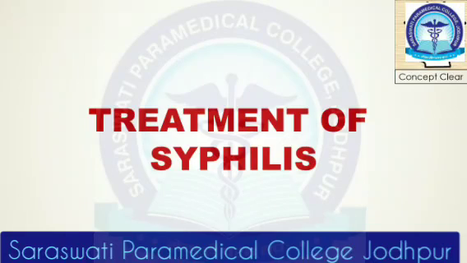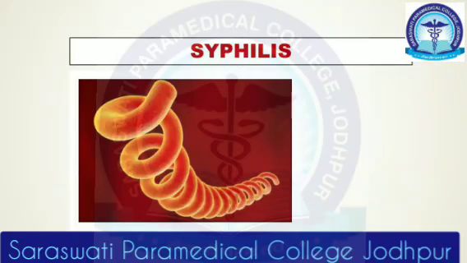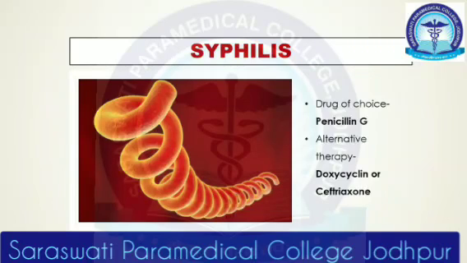Hello friends, today we will discuss the treatment of syphilis. You know that syphilis is caused by a special type of spirochete called Treponema pallidum, right? And it should be remembered that Treponema pallidum thankfully remains very susceptible to penicillin G. So the drug of choice for syphilis is penicillin G. And in some cases, you can also give a drug called doxycycline as an alternative therapy.